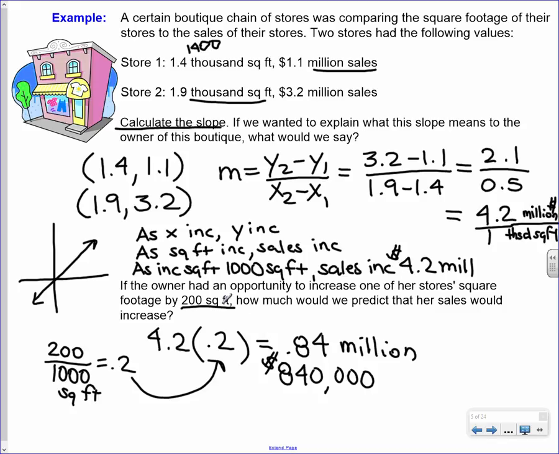If the owner had an opportunity to increase one of her stores' square footage by 200 square feet, how much would we predict that her sales would increase?